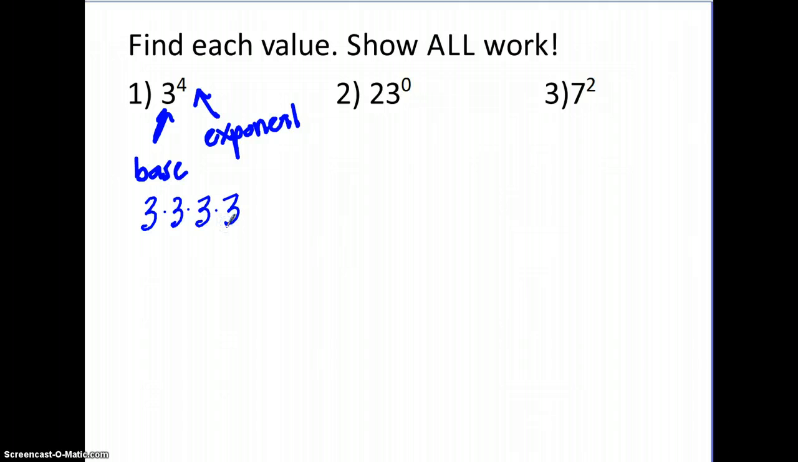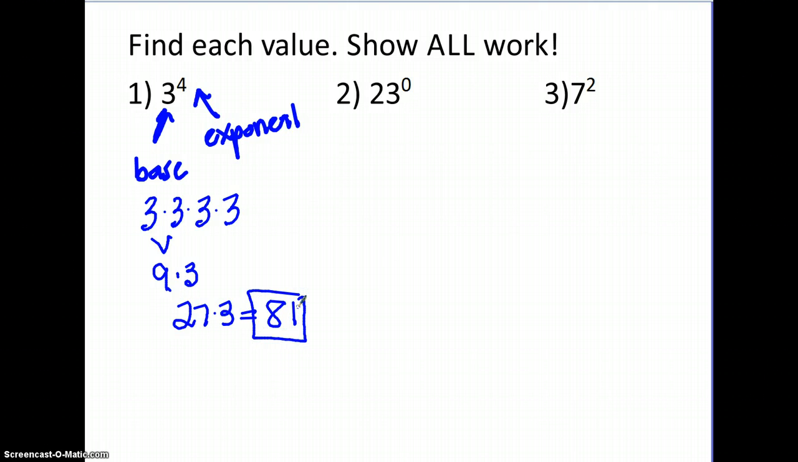Since you won't be able to use a calculator on this test, you need to be able to evaluate that. So we start off at 3 times 3, which is 9. 9 times 3 is 27. 27 times 3 is 81. And that is your answer for number 1.